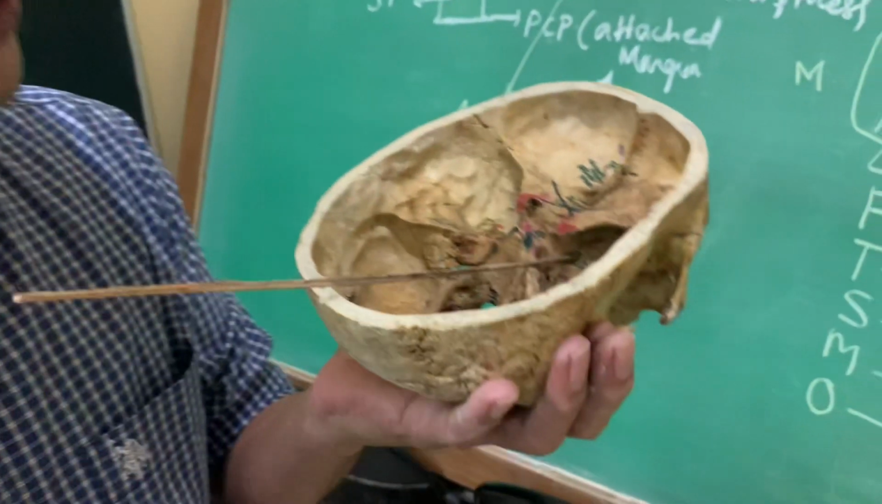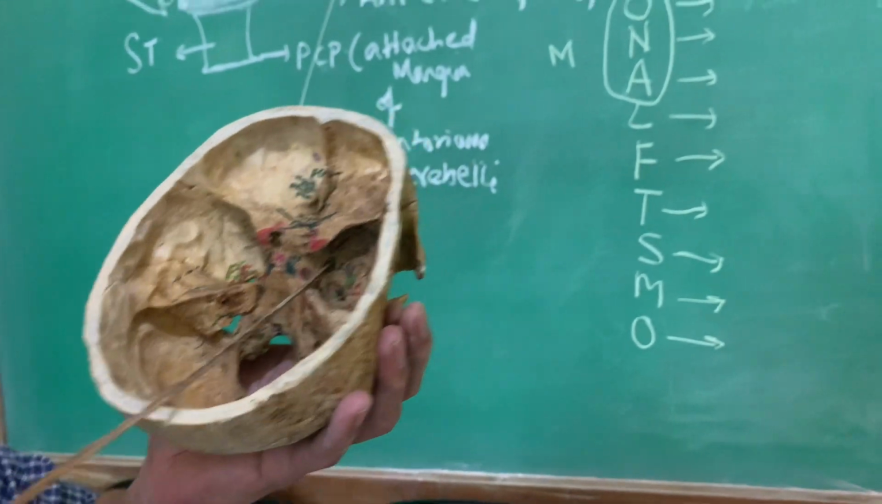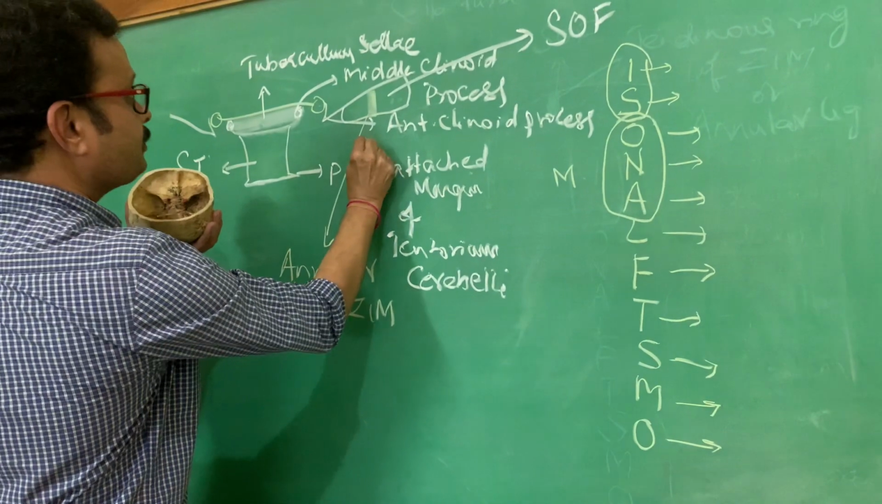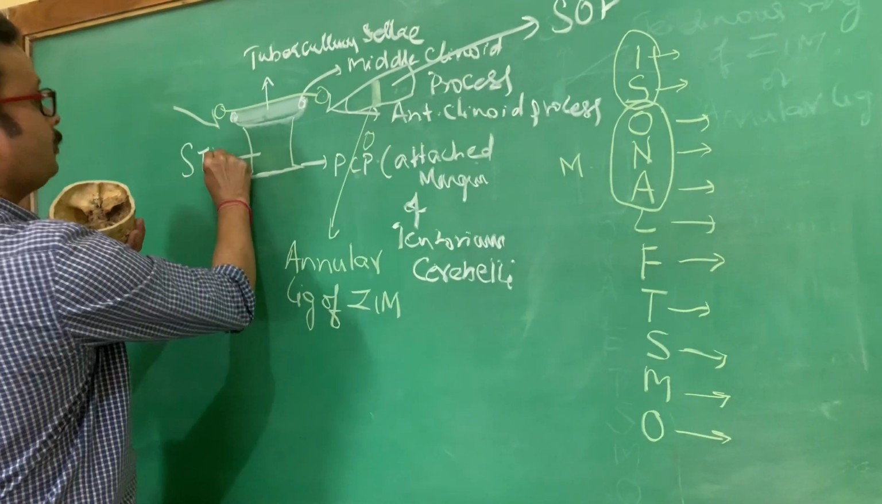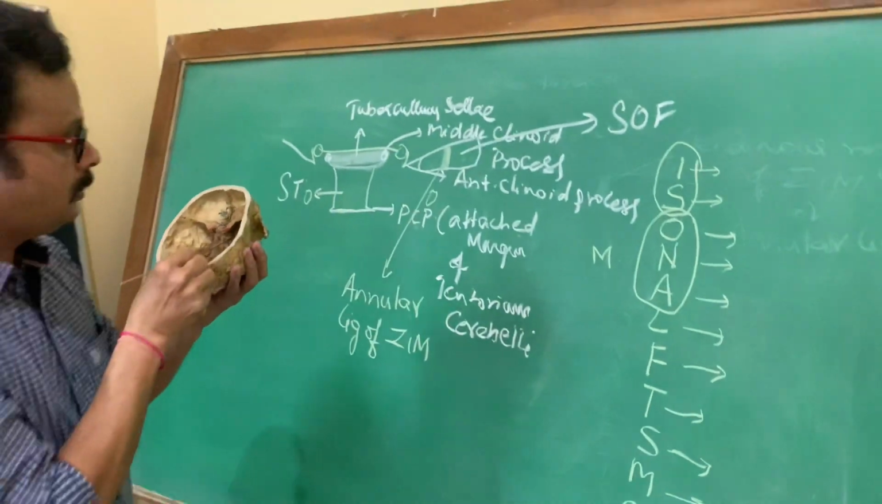So it opens into the pterygopalatine fossa, and this foramen transmits, which is somewhere here, it transmits maxillary nerve and an emissary vein.